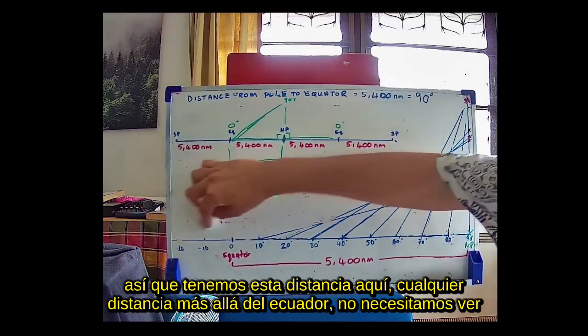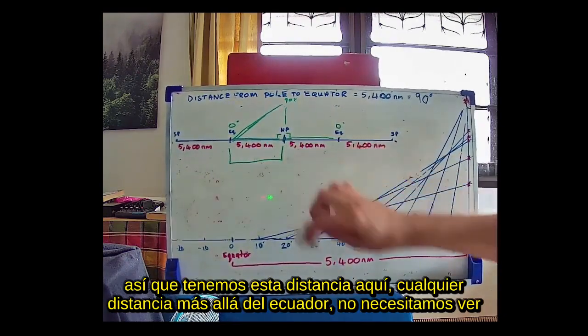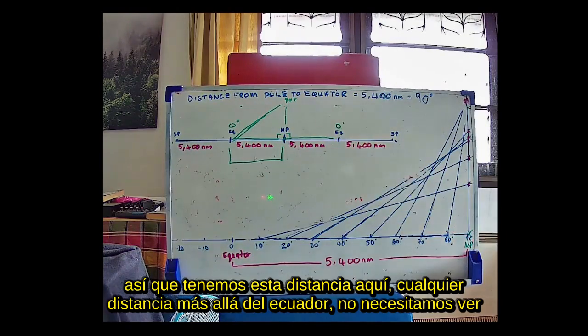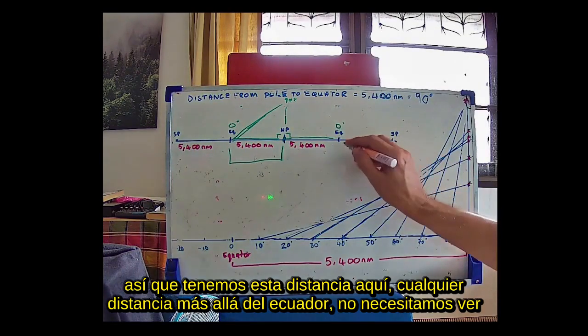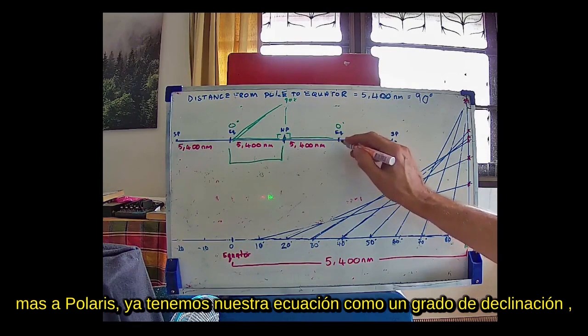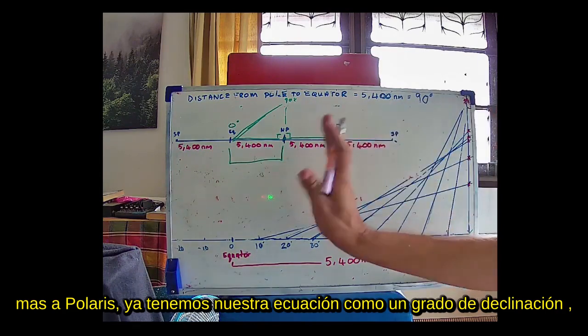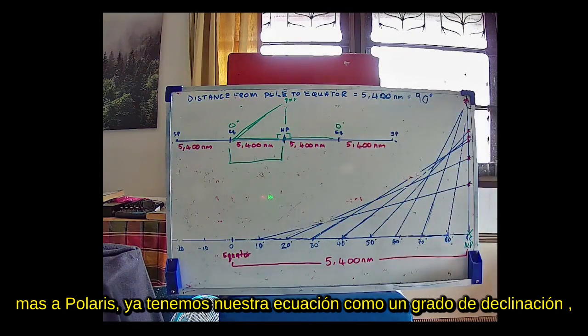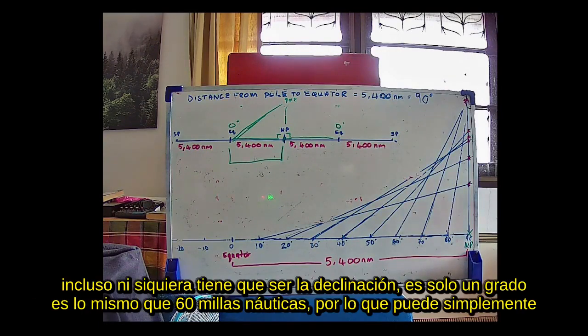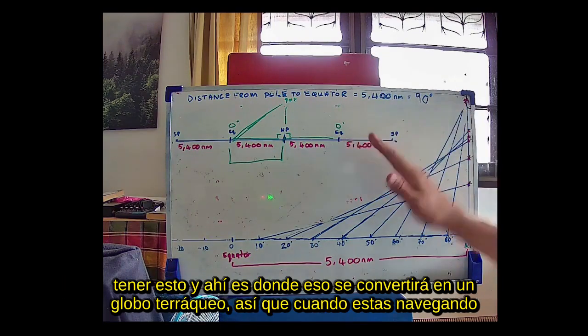So we've got this distance here. Any distance beyond the equator, we don't need to see Polaris anymore. We've already got our equation as 1 degree of declination, or it doesn't even have to be declination, it's just 1 degree is the same as 60 nautical miles. So you can just have this, and that's where that will get turned into a globe.